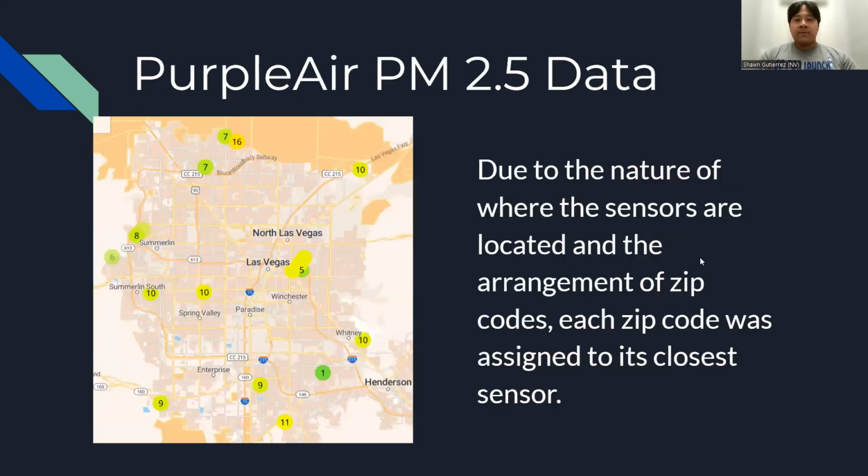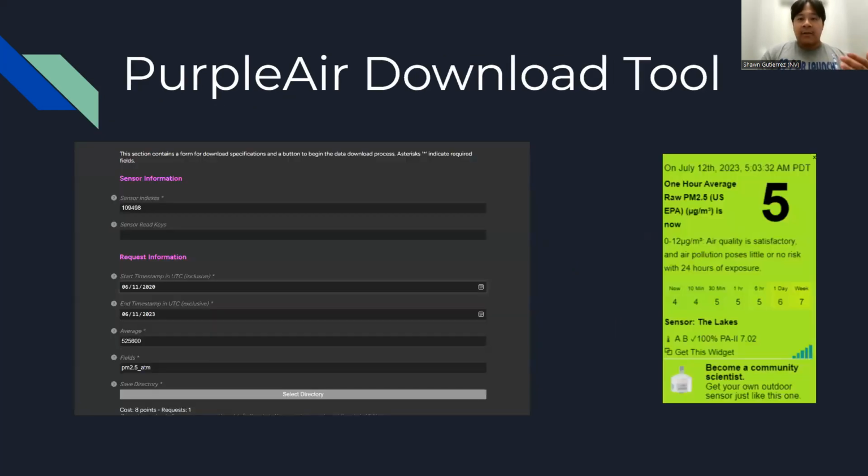And so for the Purple Air PM 2.5 data, on the left map, we could see all the different sensors in Las Vegas. Due to the nature of where the sensors are located, some zip codes are far away from sensors compared to other zip codes, so I had to assign each zip code to its nearest sensor. And so for the download tool, here are some of the processes that I used, such as downloading the information and making sure that the information was accurate.